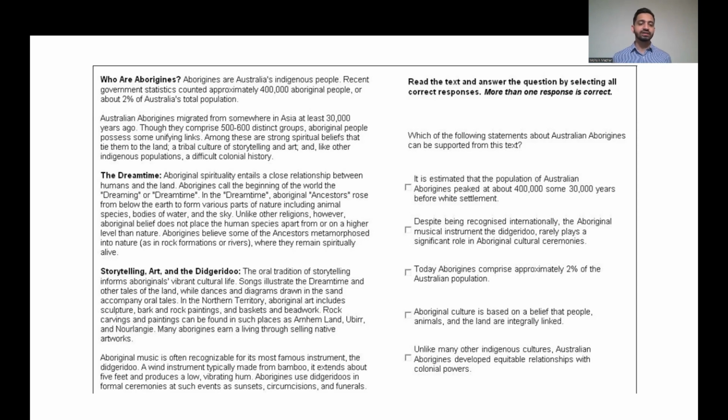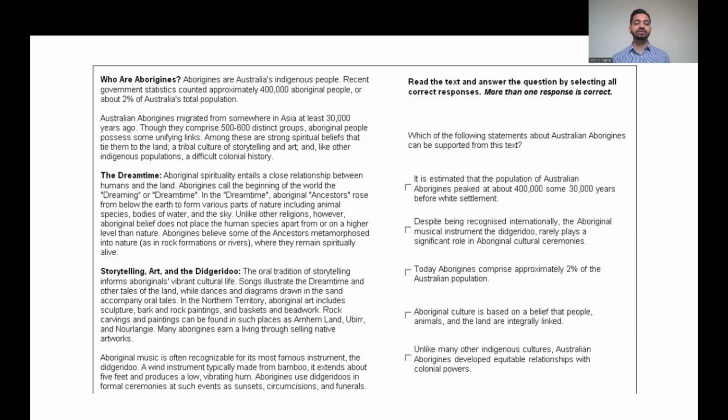The oral tradition of storytelling informs Aboriginal vibrant cultural life. Song illustrates a daydream and other tales of the land, while dances and diagrams drawn in the sand accompany oral tales. In the Northern Territory, Aboriginal art includes sculpture, bark and rock paintings, baskets, and beadwork. Rock carvings and paintings can be found in such places as Arnhem Land, Obeah, and Noralangi. More Aborigines earn a living through selling native artworks. Okay, so we haven't seen anything about the didgeridoo, so I'm interested to read the next paragraph.